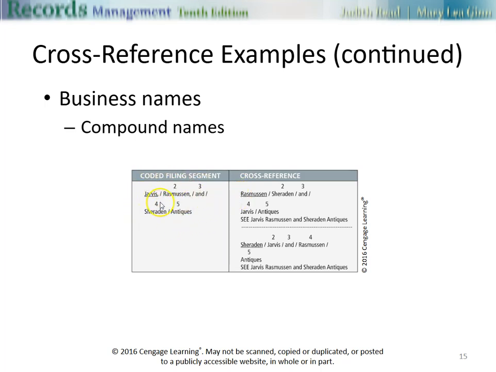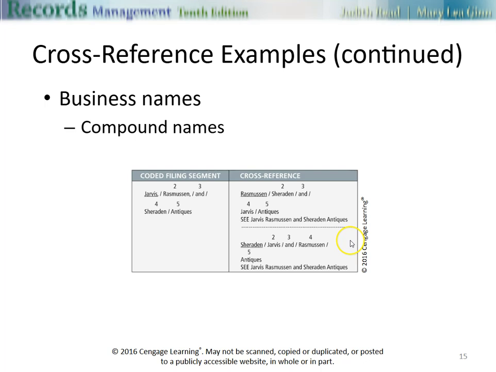So again, if we have Jarvis, Rasmussen, and Sheridan Antiques as the original business name, we would create a cross-reference sheet first for the second name. We always go in order, so Rasmussen, Sheridan, and Jarvis Antiques. Our C notation always refers us back to the original, so C, Jarvis, Rasmussen, and Sheridan Antiques. This one would be filed under R for Rasmussen.